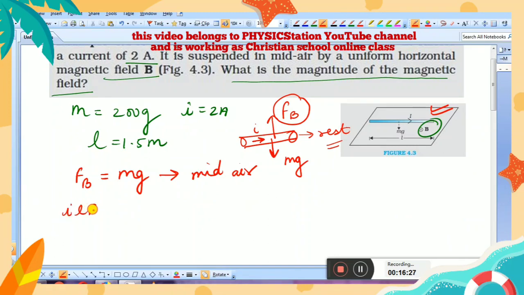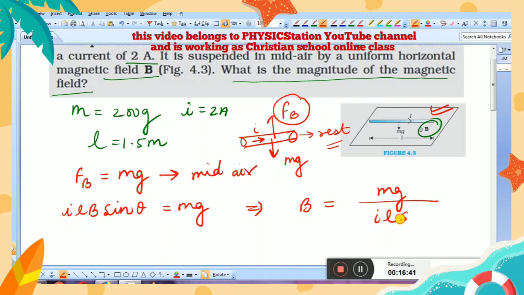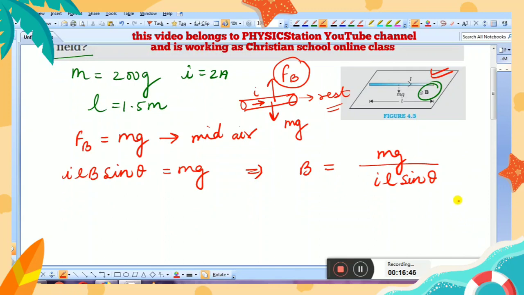Okay, now let us calculate the answer of this question. FB will be ILB sin theta. IL cross B is equal to mg. From here we have to find out B. B will be equal to mg upon IL sin theta. Now what is theta? It is the angle between the direction of L and the magnetic field. Direction of L is like this, and the magnetic field you can see is perpendicular to the plane going inward, that means 90 degree. Since the angle is 90 degree, I can write sin 90.